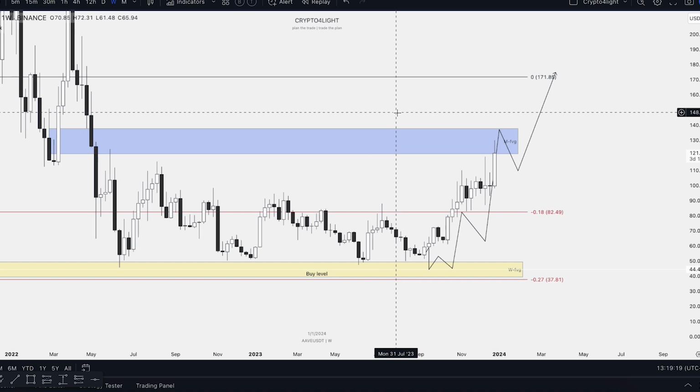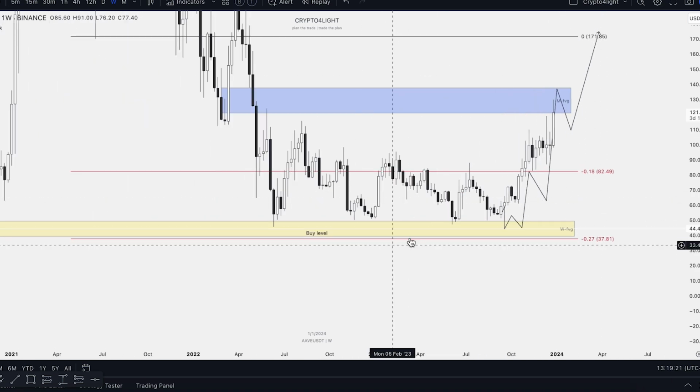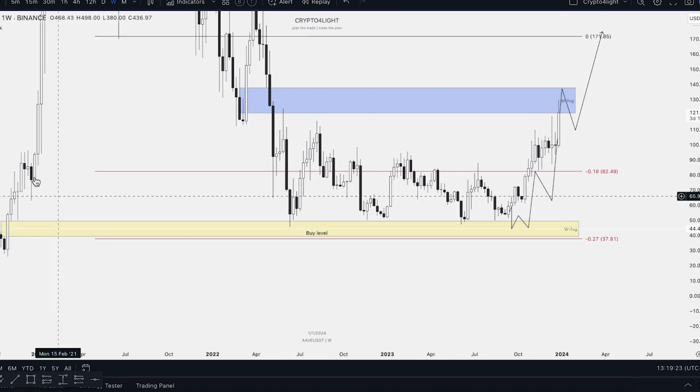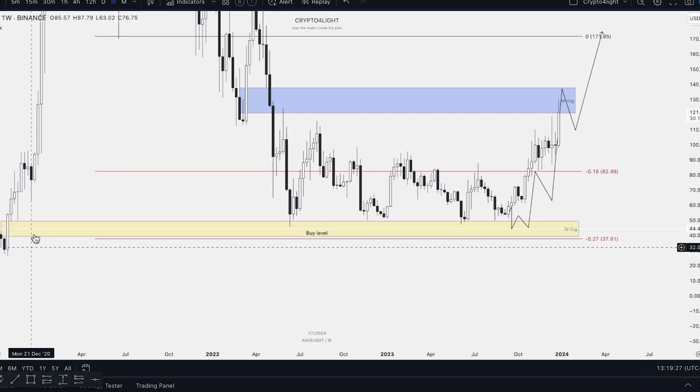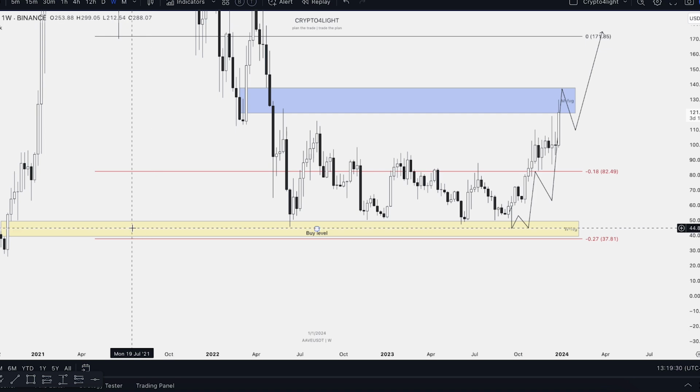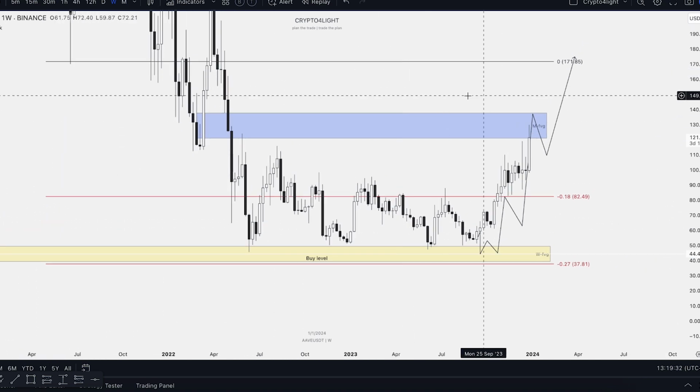This is a monthly gap. So we traded here in the buy level. I marked it, this is the buy level. It's on Binance, October, November 2020. And we formed the gap, this one gap and this one monthly gap. So this is a bullish one, this is a bearish one.